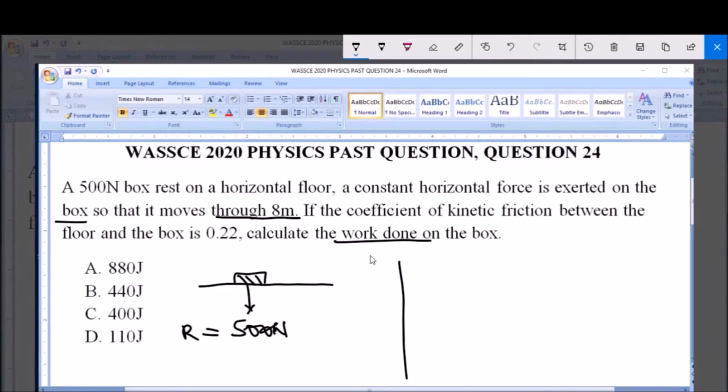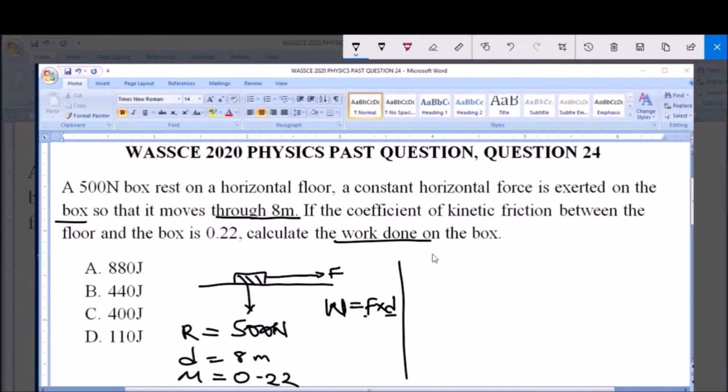Now a constant horizontal force, let's call this force F, that is required to move this box against friction, is applied to move the box through 8 meters. So the distance D is equal to 8 meters. Now the coefficient of kinetic friction, called mu, is equal to 0.22. Now calculate the work done on the box, and like we know, work W is equal to force times distance. Now we have distance but we don't have force.